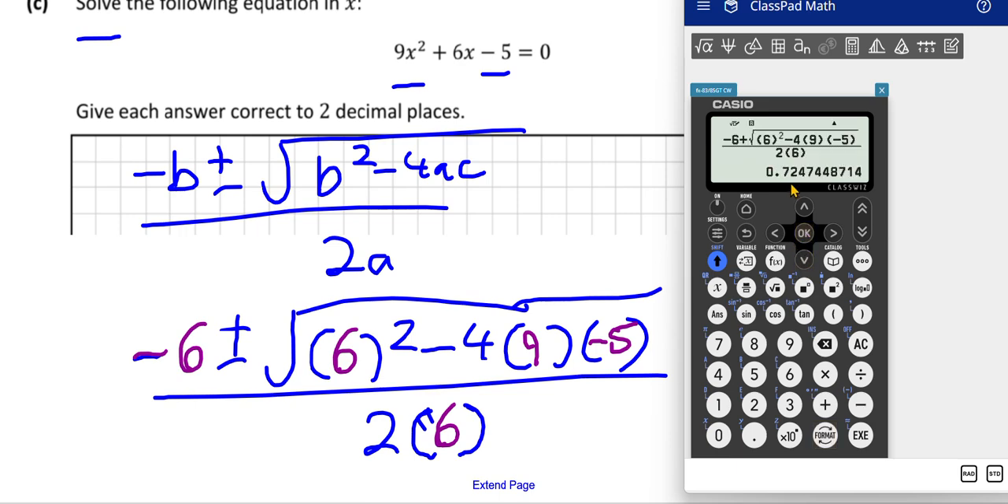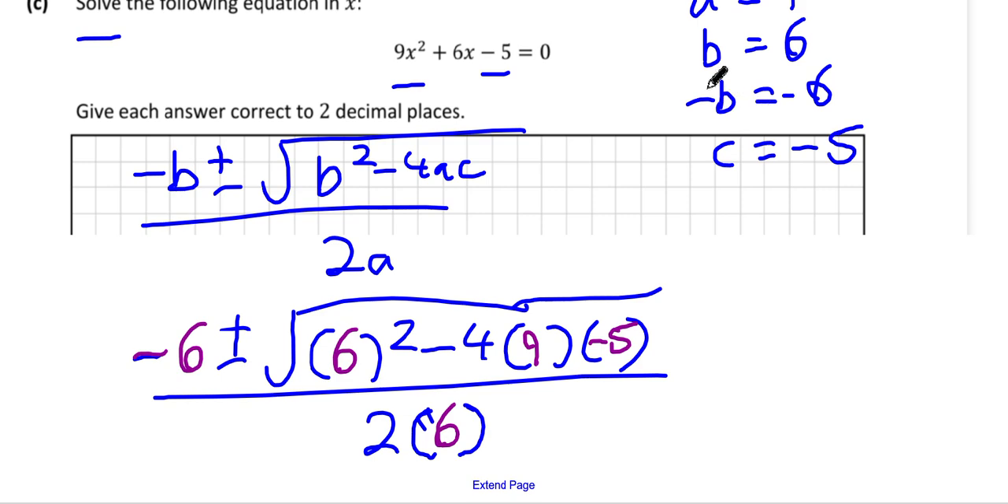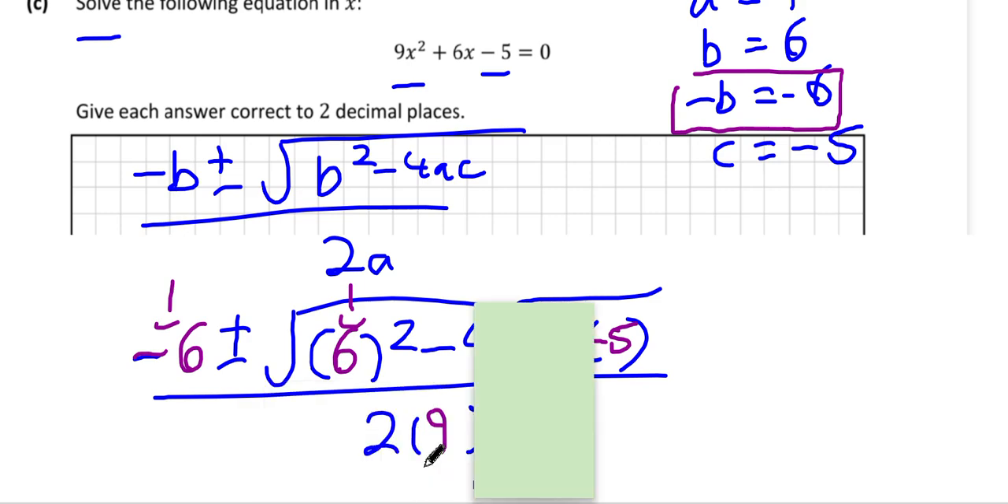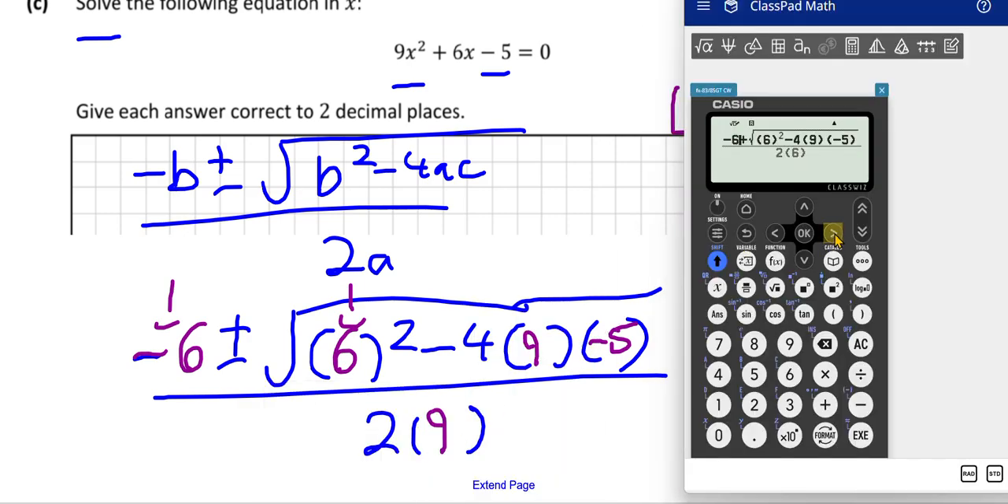I got minus 0.72 or plus 0.72. I mean, did I get that? Minus 6. Well, it's minus B, not minus 6. Minus 6 and plus 6 in here. Oh, 6 in the bottom when it should have been A. 9, well done. There's a 9 on the bottom. My fault. So, we go again.